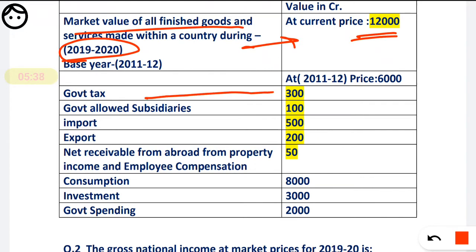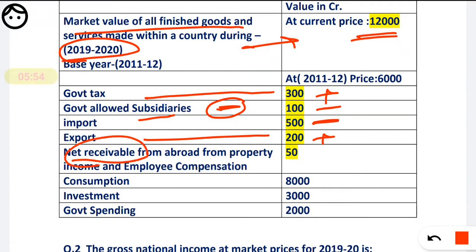Next, government tax is 300, so we have to add the taxes, because that is the part of our income we are paying to the government. Then subtract the subsidies, right? Then subtract the import, and now we have to add the export, and whatever the net receivable from abroad is a part of income, so add it.